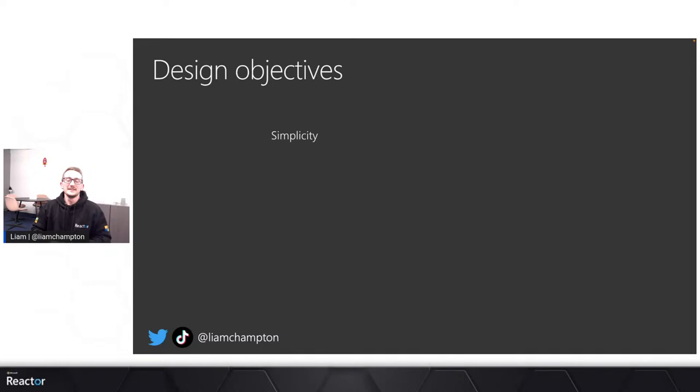So what are the design objectives? Well, they wanted simplicity. They wanted a simple language with clean syntax and minimal keywords. We're going to get into the keywords part a little bit later because it's quite cool. But on the face of it, they really wanted this to be an easy language for developers to play with, for them to create and code with.